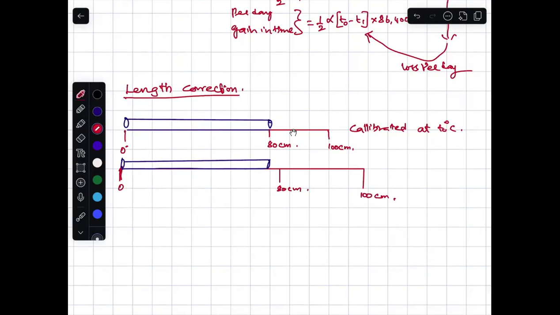So therefore, correct length is measured length plus L alpha delta T. That's the correction. On increasing temperature, you should do positive correction. Because, explain the reason there.